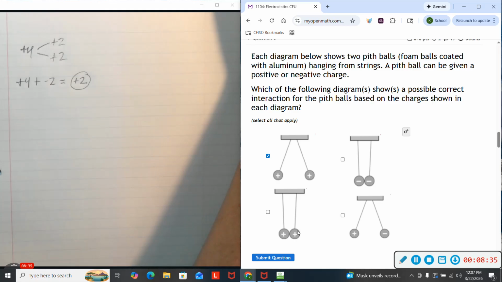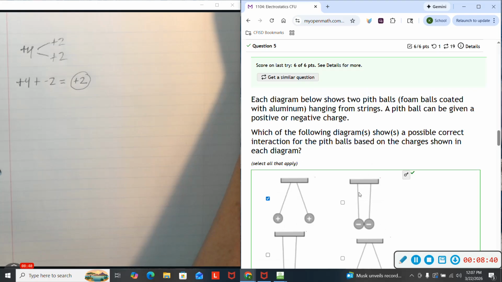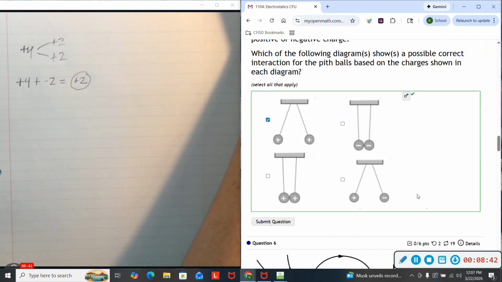If this was a plus and a minus, I'd pick it. It's not. And this shows them repelling, which we don't want to pick either. So there appears to only be one correct answer to this question.